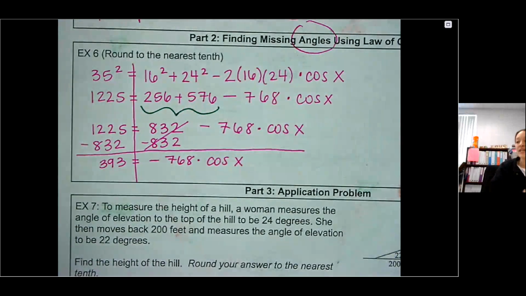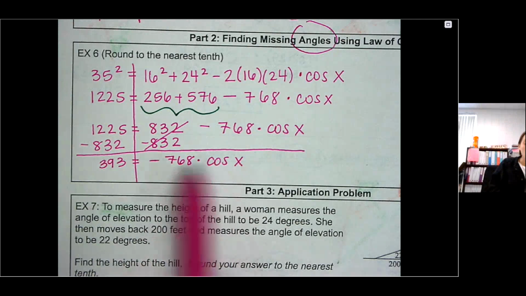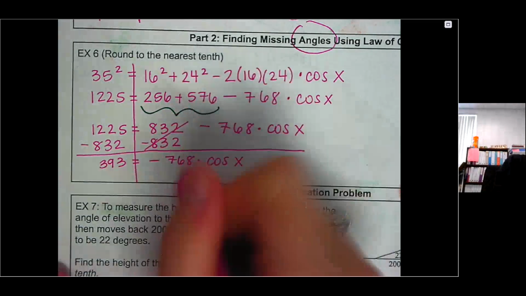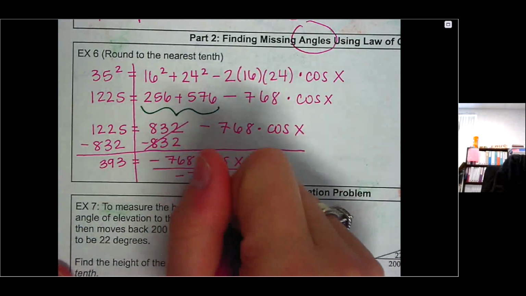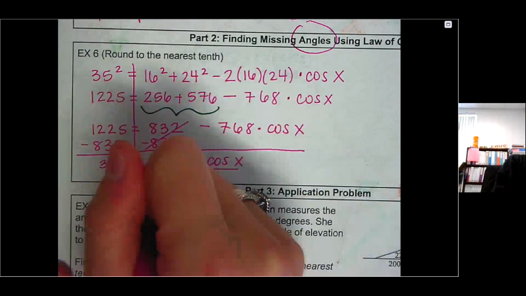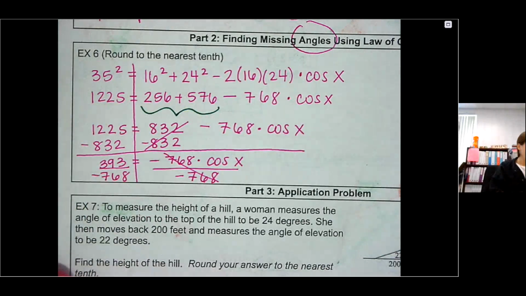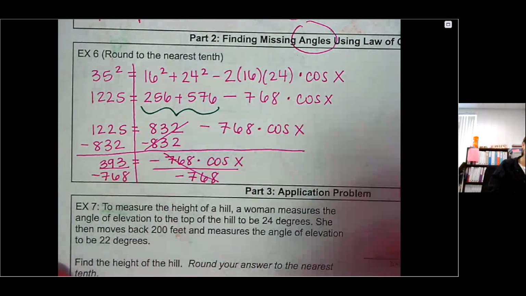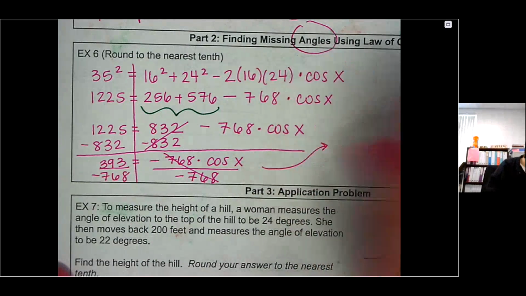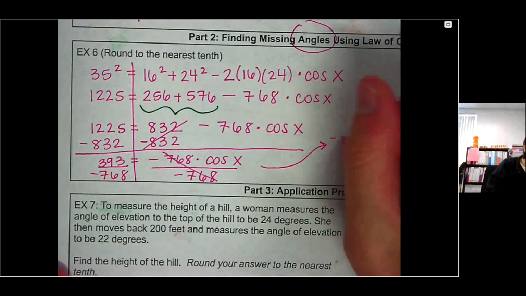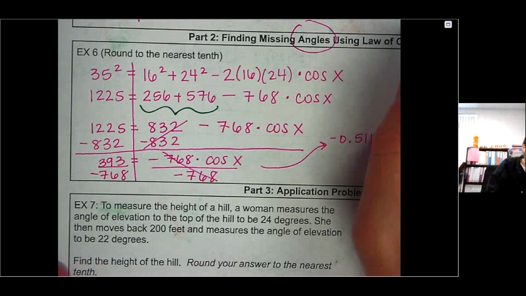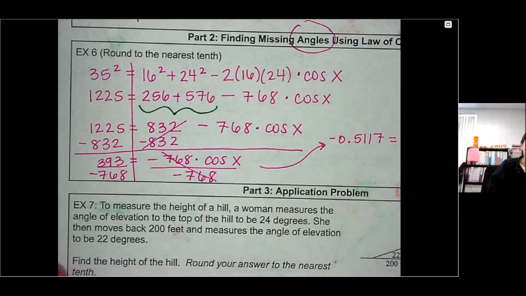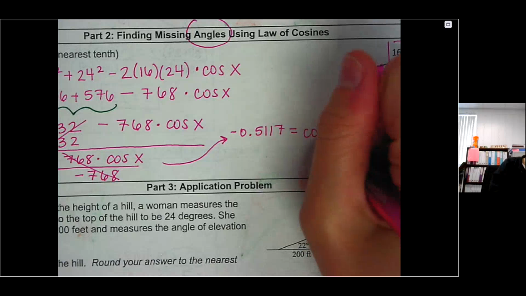Okay. Still trying to get cosine of x alone. So in order to do that, I need to get rid of this negative 768. Now, this is multiplication. So to get rid of that, I'm going to divide by negative 768. Over here, I get negative 0.5117 equals cosine of x.